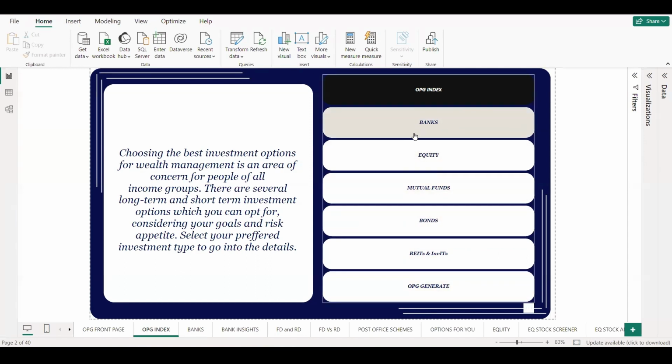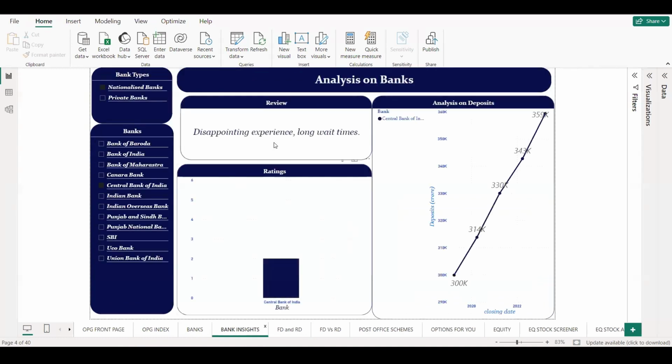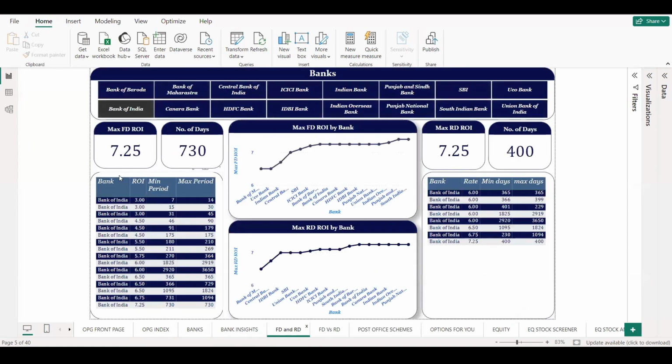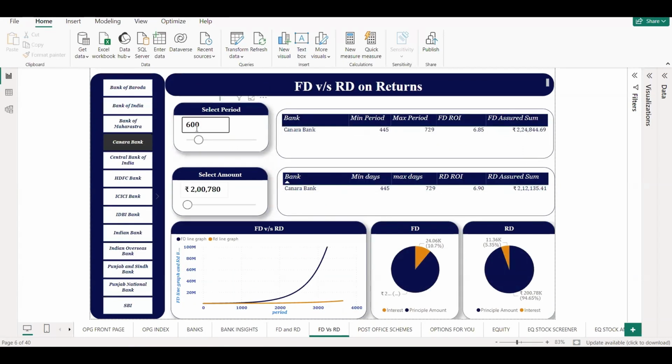So I will just go through all the pages and let's see what the analysis is about. First, we have taken banks and post office schemes. And here you can see different comparison of banks, their customer rating, and you can choose different private banks and nationalized banks that are available in the dashboard. Here you can see the maximum FD return offered by banks and RD return and the number of days that you need to invest. And also you can see a comparison between FD return and RD return. As you can see, this is an interactive dashboard, and here you can select amount and period to see which bank offers the highest return, and you can select the number of banks here.